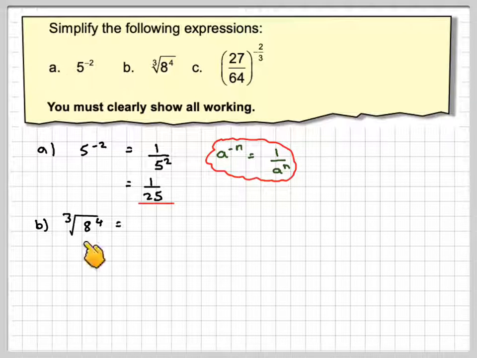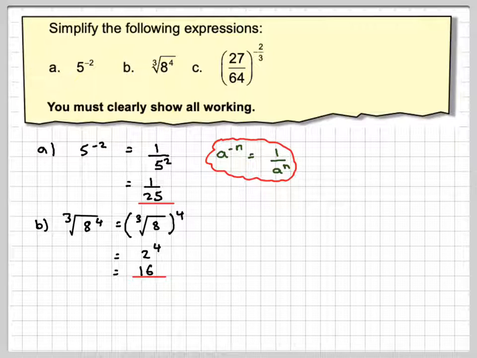For b, the cube root of 8 to the 4. Right, so this is like taking the cube root of 8 and then raising it to the power of 4. Now, you can do these in any order. You can do 8 to the 4 and take the cube root, although you end up with larger numbers, okay? So, the cube root of 8 is 2, because 2 times 2 times 2 makes 8. So, this becomes 2 to the 4. So, 2 times 2 times 2 is 8, and times another 2 will make a final answer of 16.